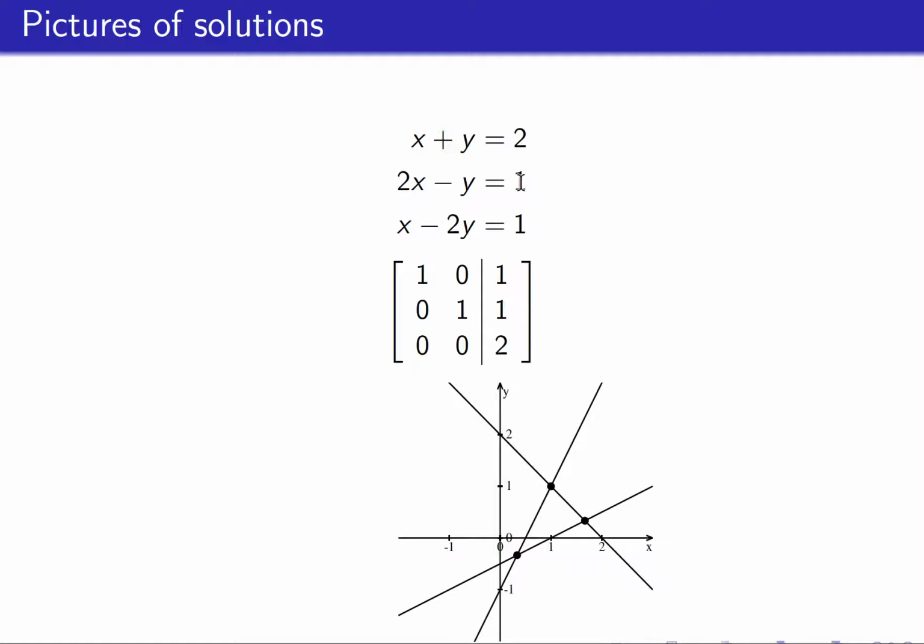And in fact, when you do the row reduction, you see this here, and you have a row that's a contradictory row here. And that's how we know.